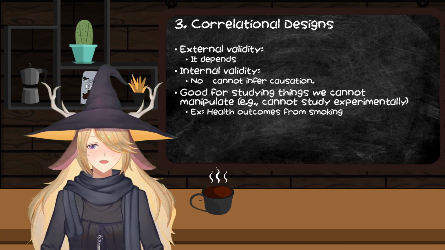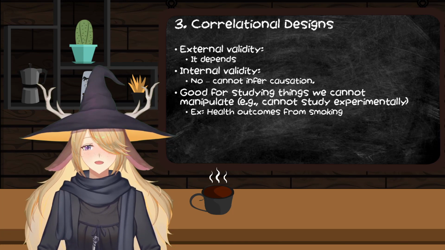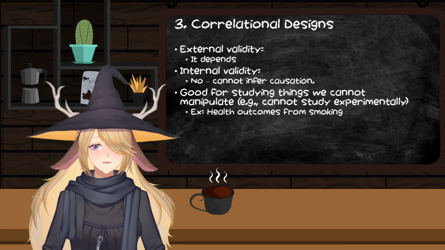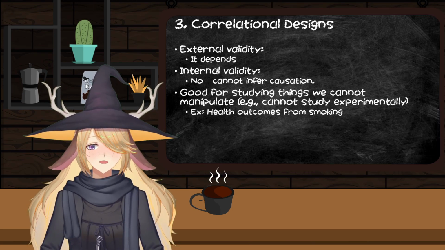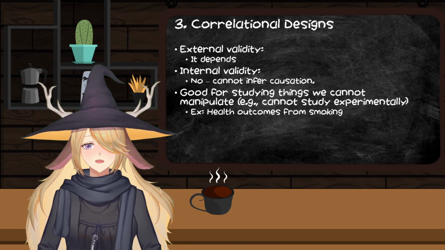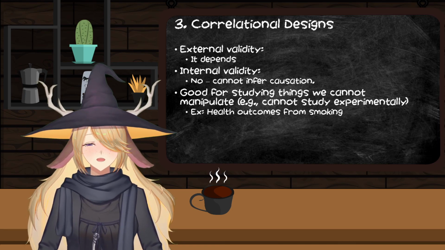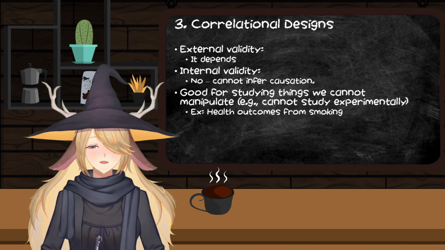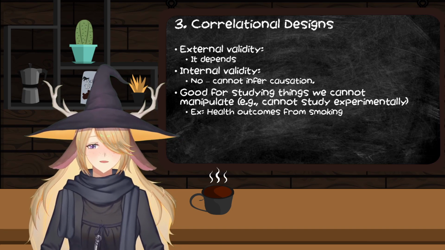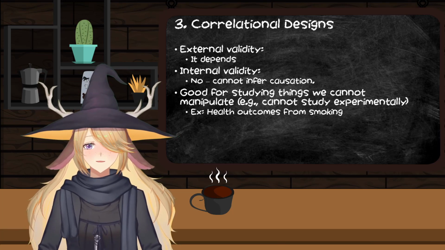So correlational designs, are they externally valid? It depends. Are they internally valid? No. But they are good at studying things that we cannot manipulate. So for example, the correlation between shoe size and exam score, or health outcomes from smoking. You can't ethically assign people to be a smoker or non-smoker, but you can correlationally look at whether or not people are smokers and whether or not they have, for example, an increased rate of lung disease.